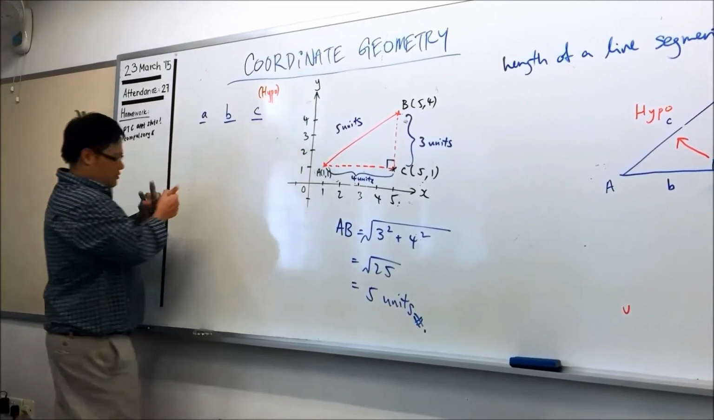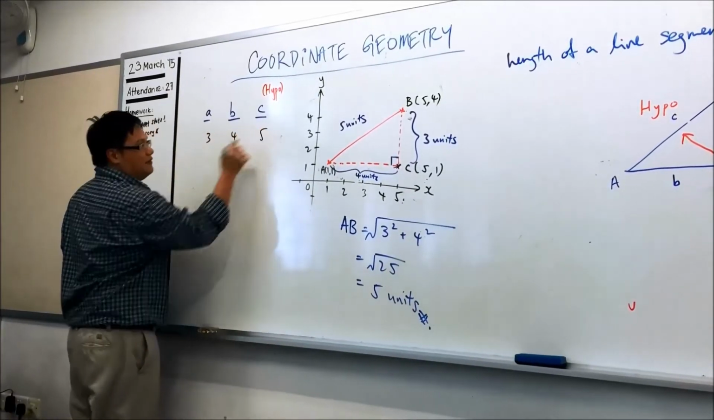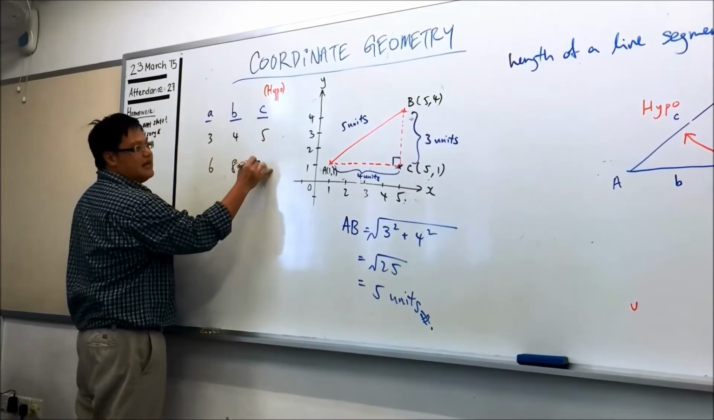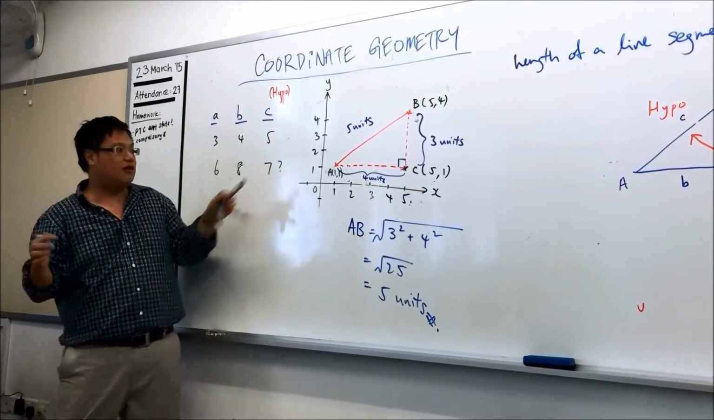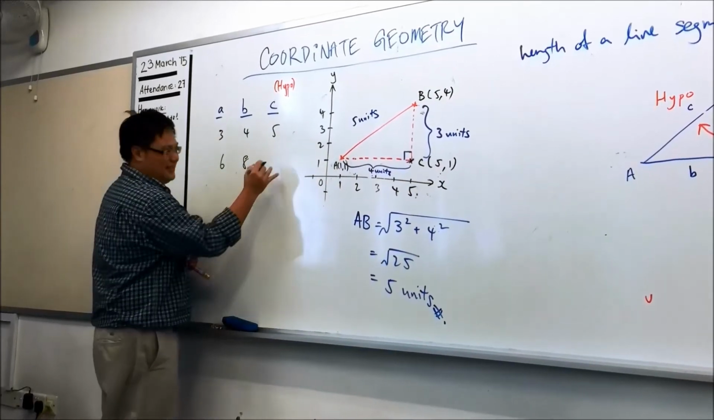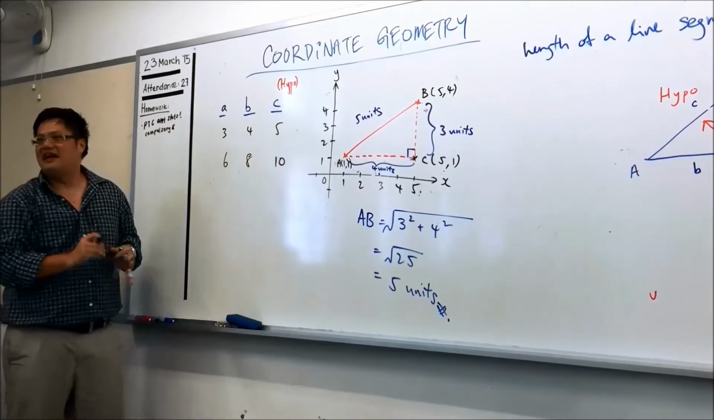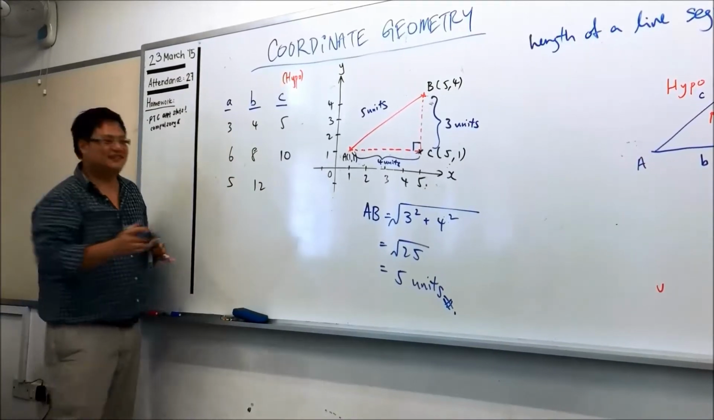Okay? So, everyone watch. You must know all this. 3, 4, hypo is 5. 6, 8. Can this be 7? No. It doesn't make sense, right? It must be the longest side, right? So, anybody know? 10. 6, 8, 10. Another Pythagoras triplet is 5, 12, 13.